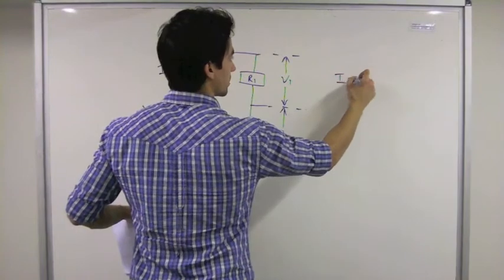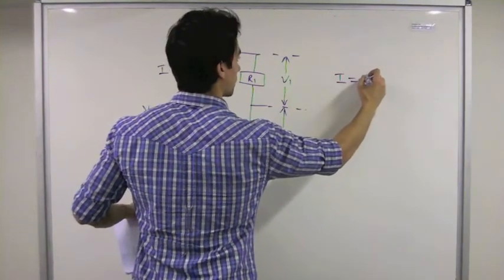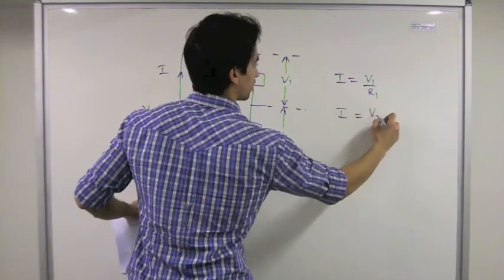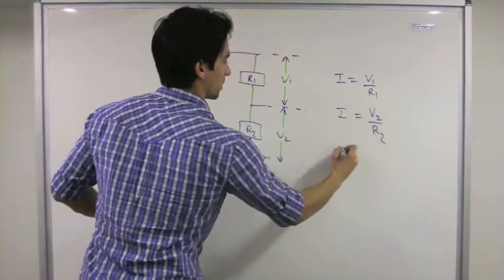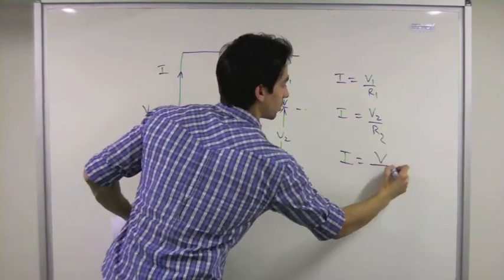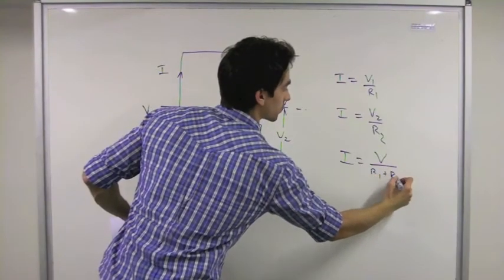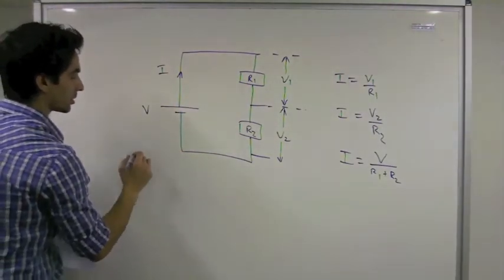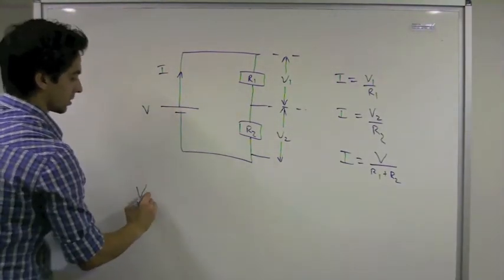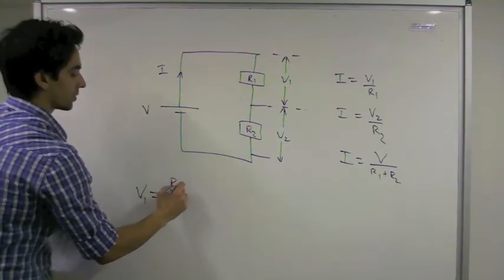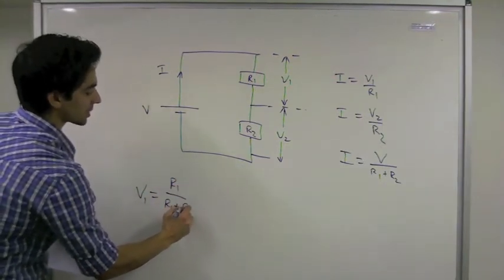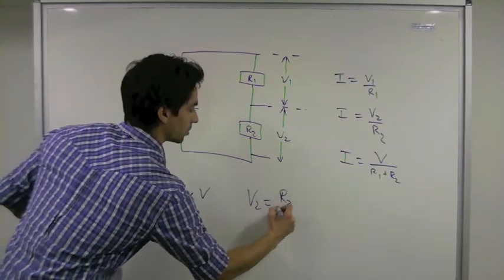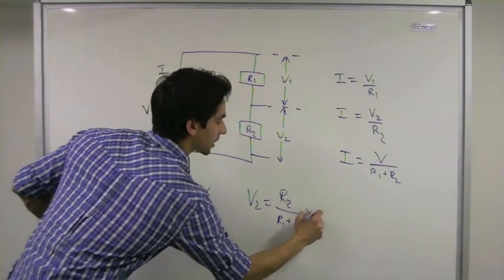Over here, I is equal to V1 over R1. I is also equal to V2 over R2. Also, I is equal to V over R1 plus R2. Using these, if you want V1 in terms of V and the resistances, V1 would be equal to R1 over R1 plus R2 multiplied with V. V2 would be equal to R2 over R1 plus R2 multiplied with V.